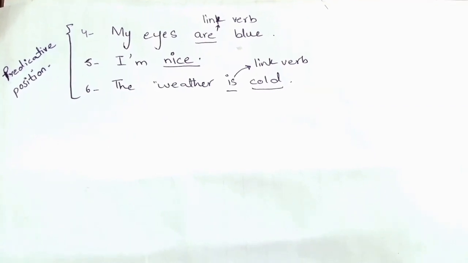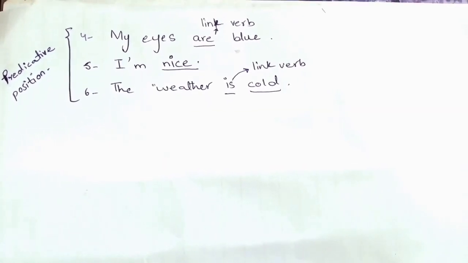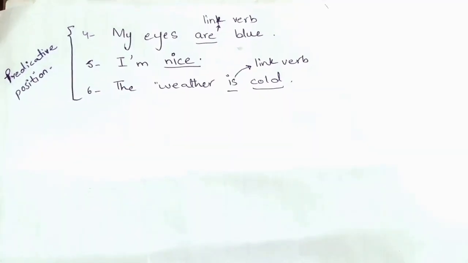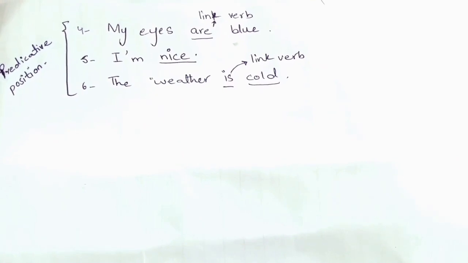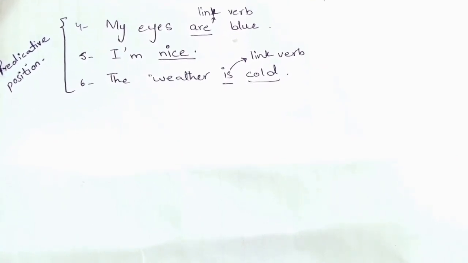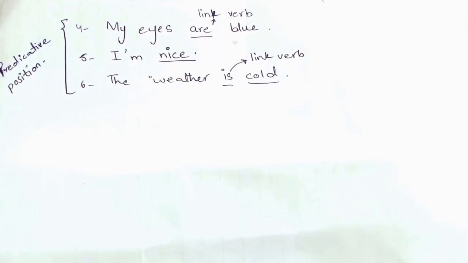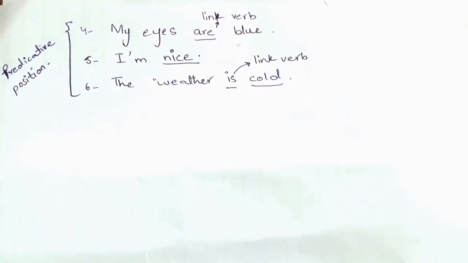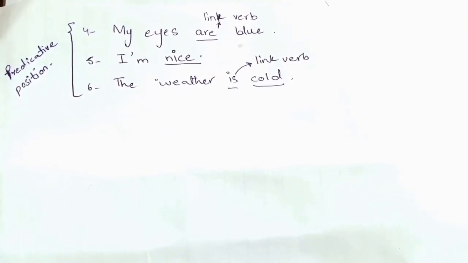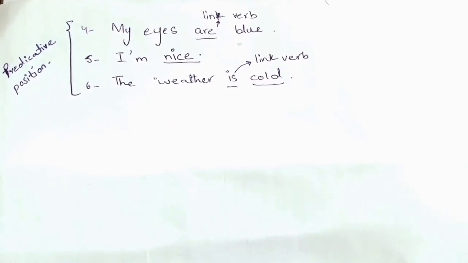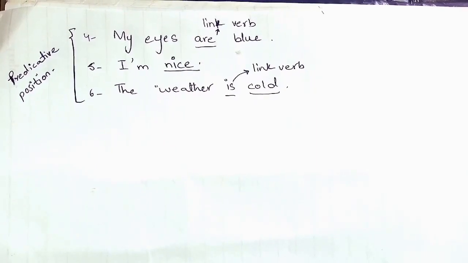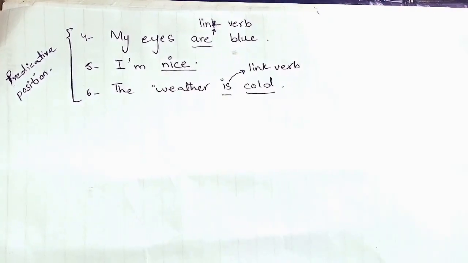The other sentence is, I am nice. Remember, I told you that some sentences do not contain a noun. So you have to focus on a pronoun. I am nice. Nice is an adjective. So what did you learn about me? That I am nice. Nice is an adjective. So this is also a predicative position because the adjective is present after a pronoun.